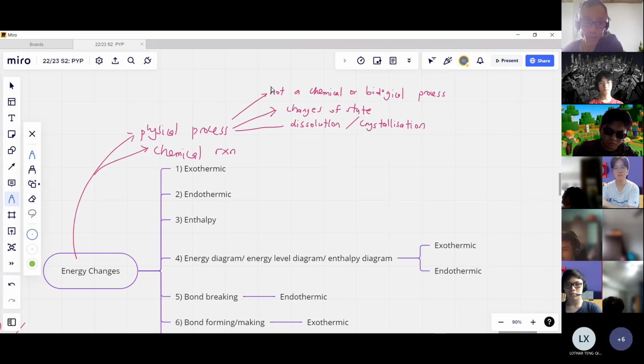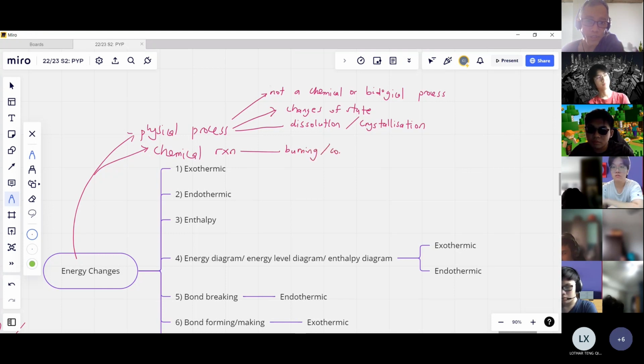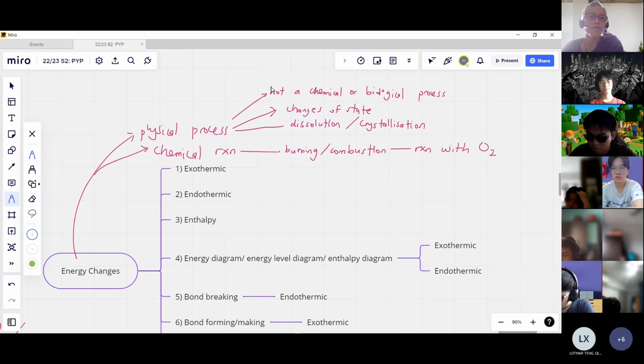Now, just now Don was speaking about burning. Burning is combustion. Guys, reminder, make sure you are very clear about the word combustion. Combustion is basically burning, and it is essentially a reaction with oxygen. So make sure you really know that burning or combustion is a chemical reaction with oxygen. So burning is definitely not a physical process.